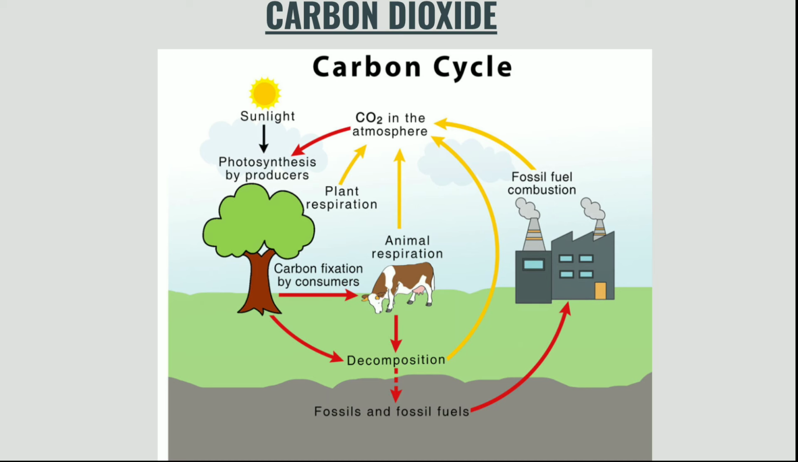So this is the process. You can see decomposition taking place, animals respiring and giving back carbon dioxide, plants respiring and also giving back carbon dioxide, and industries and fossil fuels which are burning also release carbon dioxide. When animals decompose, they also give back carbon dioxide. When fossil fuels are burned, they give back carbon dioxide to the atmosphere.